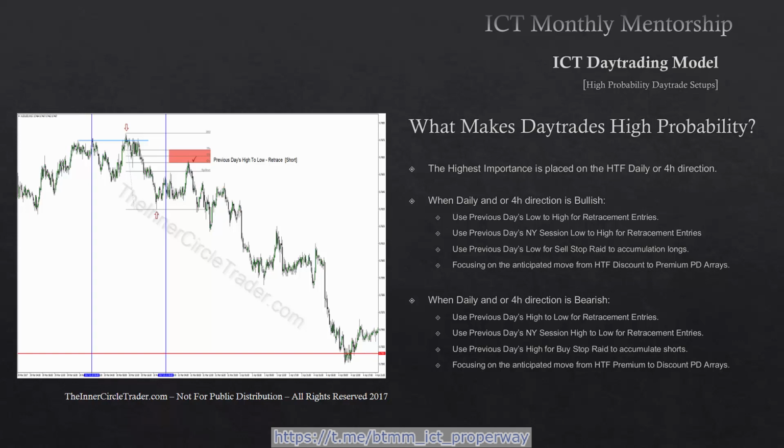Then, are we seeing short-term premium arrays violating? If that's occurring, then it's bullish. Institutional order flow is bullish, and the opposite is said in reverse when you're bearish.